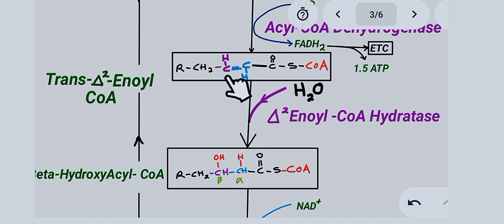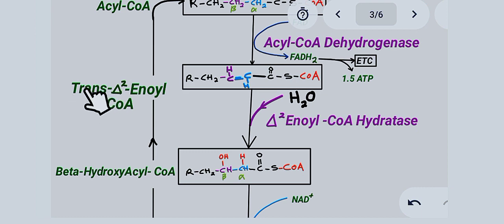Imagine if this hydrogen was down there and that hydrogen was down there, or this hydrogen was on top and that one on top, on the same side, that would have been called a cis bond. But since they are on opposite sides, we call it a trans double bond. That's why you're seeing trans in the name of this molecule. The delta 2 simply means that this bond is at carbon number 2. So this molecule is called trans-delta-2-enoyl-CoA.